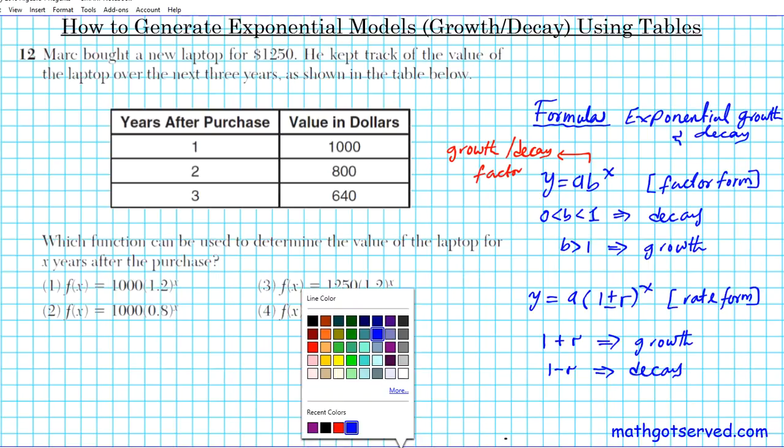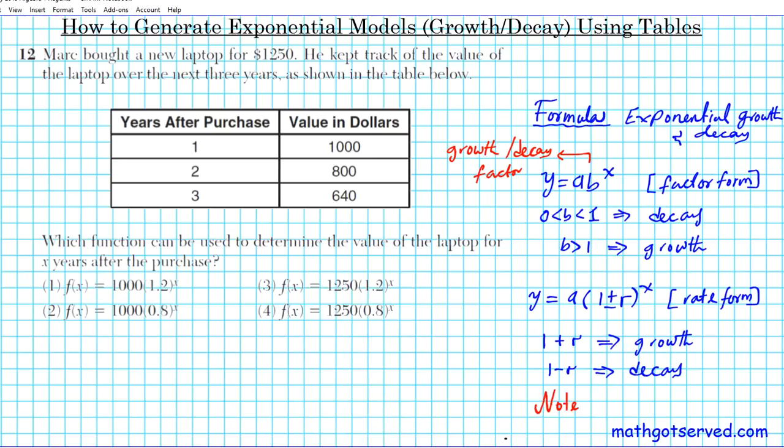So let's put a side note here, something to note. The connection between these two, they're one and the same. Something to note is that your growth or decay factor b is equal to 1 plus or minus the rate, depending on if it's growth or decay. Okay, so let's look at what we have here. First of all, I'm going to show you the quick way to do this, and then we'll go over all the steps so that you can see how to do it in detail.